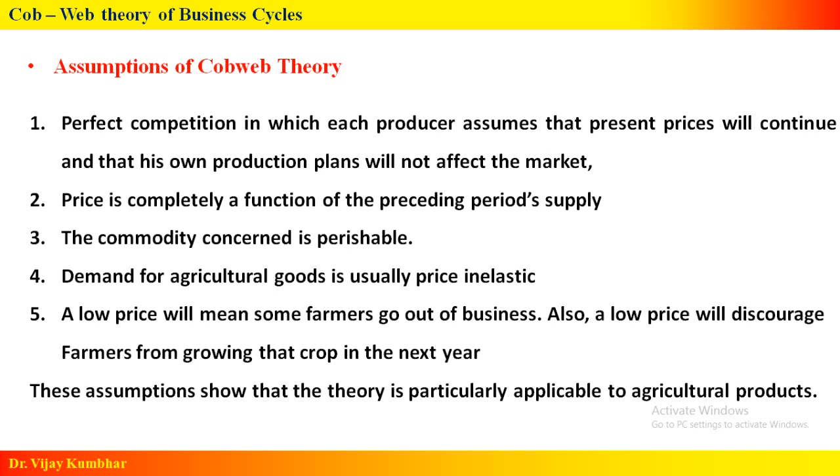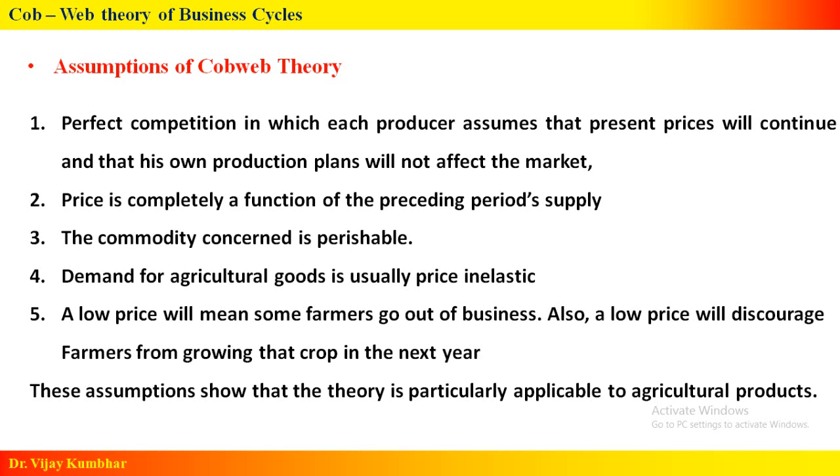Price is completely a function of the preceding period's supply. It means the present price of a particular commodity depends upon the production of earlier years. It is especially related to the agriculture sector. Hence, in this theory, it is assumed that the price is completely a function of the preceding year's supply of the agriculture products.